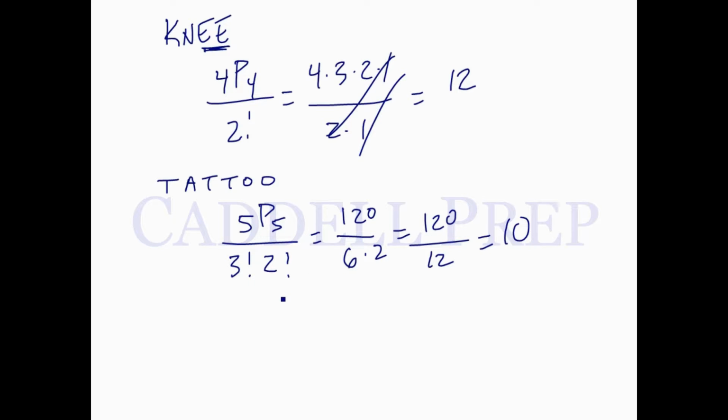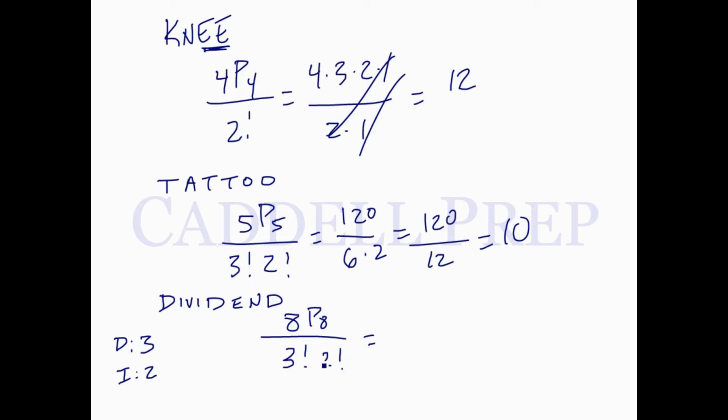And let's think of another word. So let's look at the word "dividend." So we have 1, 2, 3, 4, 5, 6, 7, 8 letters. So we could do 8P8 on top in the numerator. Then for the D's repeat, 1, 2, there are 3 of them. The I's repeat, there are 2 of those. And then that's it. So just over 3 factorial and 2 factorial. So we know from here 3 factorial, 2 factorial comes out to 12.